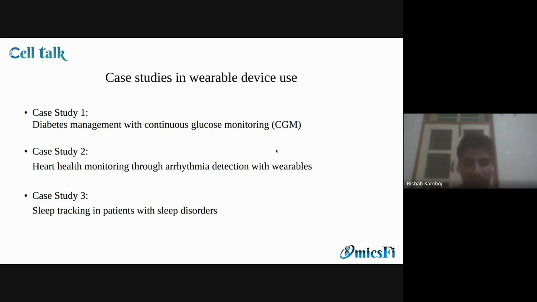In that case, that can be an early detection and it can save lives. Another thing is sleep tracking in patients with sleep disorders. There are accelerometers present in wearable devices that take care of these things. It tracks the sleep cycle of a person, such as the wake-up periods or interruption periods during the sleep cycle. We can take care of that.